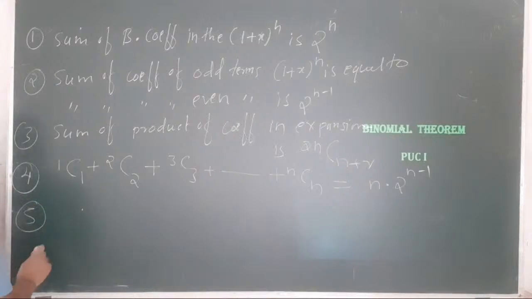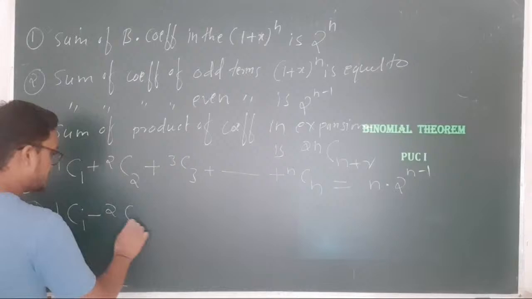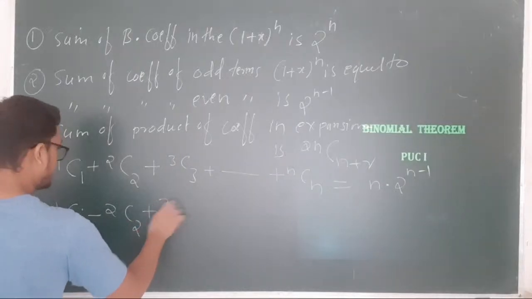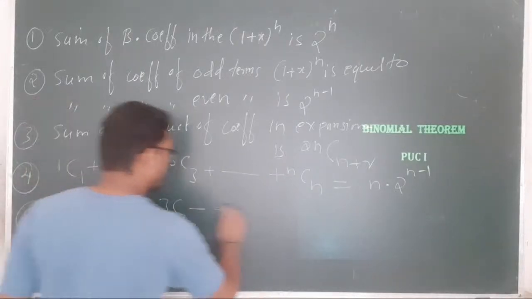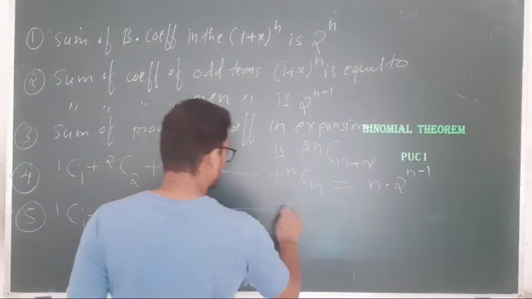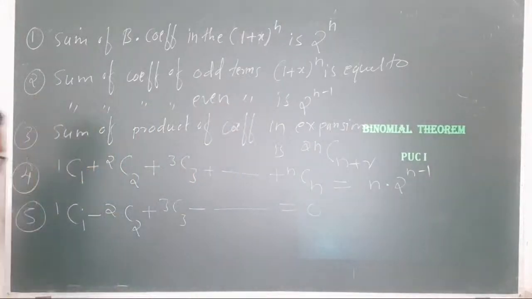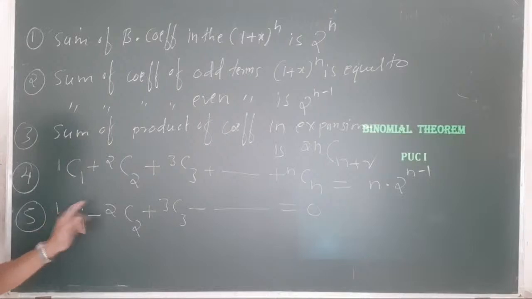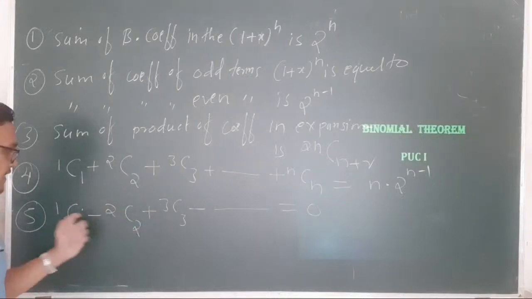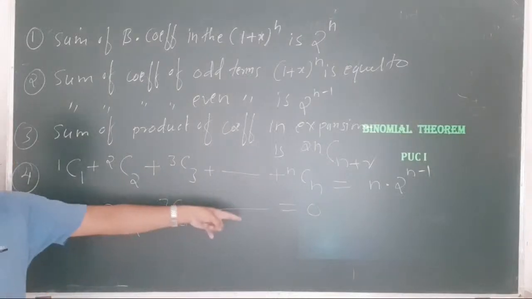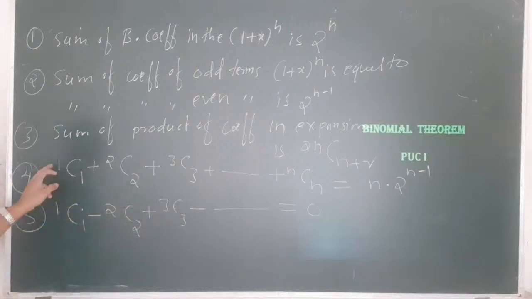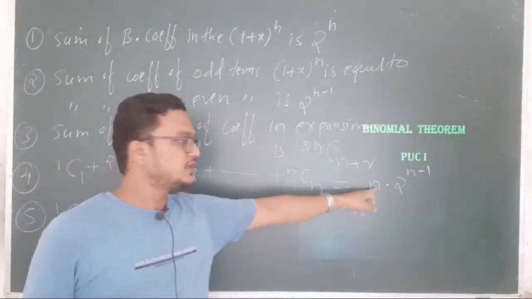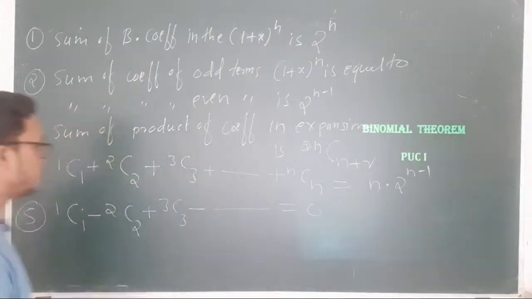Fifth one, 1c1 minus 2c2 plus 3c3 minus and so on is always equal to 0. Means if it is having alternating signs, then its value is 0, and if they all are positive, then the answer is n into 2 to the power n minus 1.